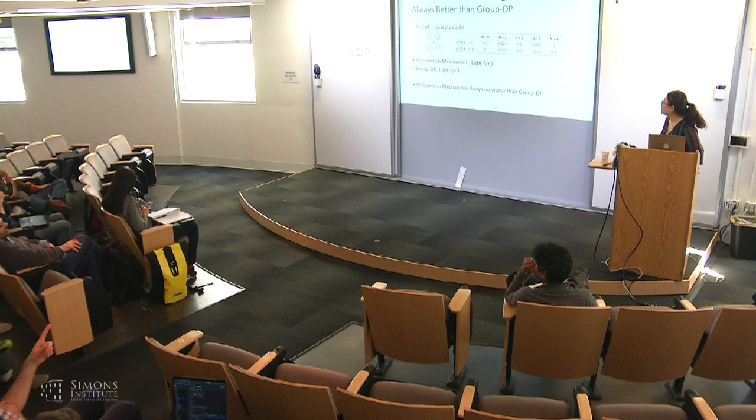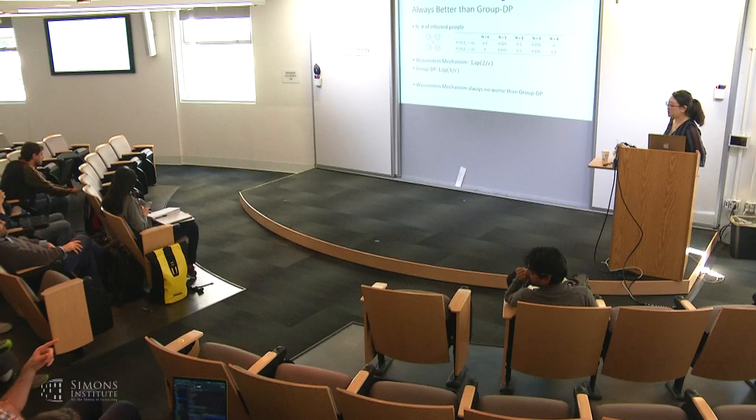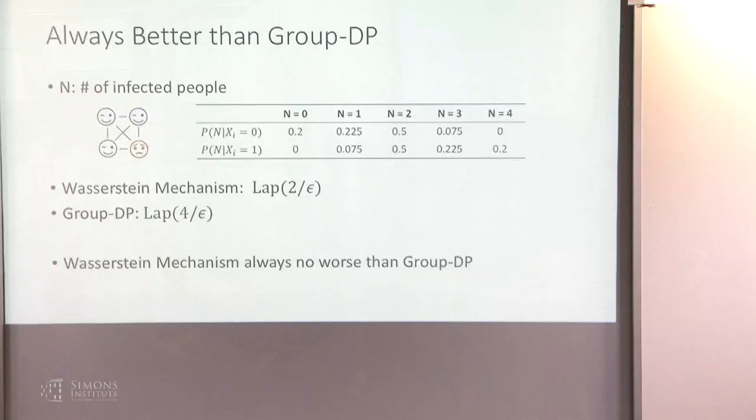Sorry, just to clarify, what's the definition of x of i here? So we have two probability distributions over the numbers of infected people. And what are we conditioning on exactly? That is the status of the orange person. Oh, okay. That is the person we try to protect in this case. Okay, so we're conditioning on knowledge of that. Yeah, whether this person is ill or healthy. Okay.